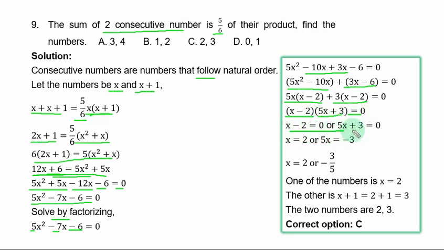You equate each term to 0. If you transfer the respective constant terms, you have this result. So therefore, s is equal to 2, or, dividing through by 5, minus 3 over 5. One of the numbers is s equal to 2. Let's take the positive number. The other is s plus 1, that is 2 plus 1 equal to 3. Therefore, the two numbers are 2, 3. C is the correct option.